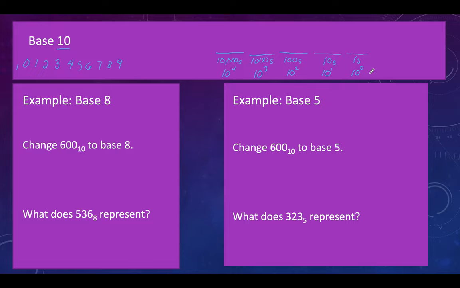Okay, so take my word for it here. So now we've got 10 to the 0 power, 10 to the first, 10 to the second, 10 to the third, 10 to the fourth. So that's what's going on with our place values.